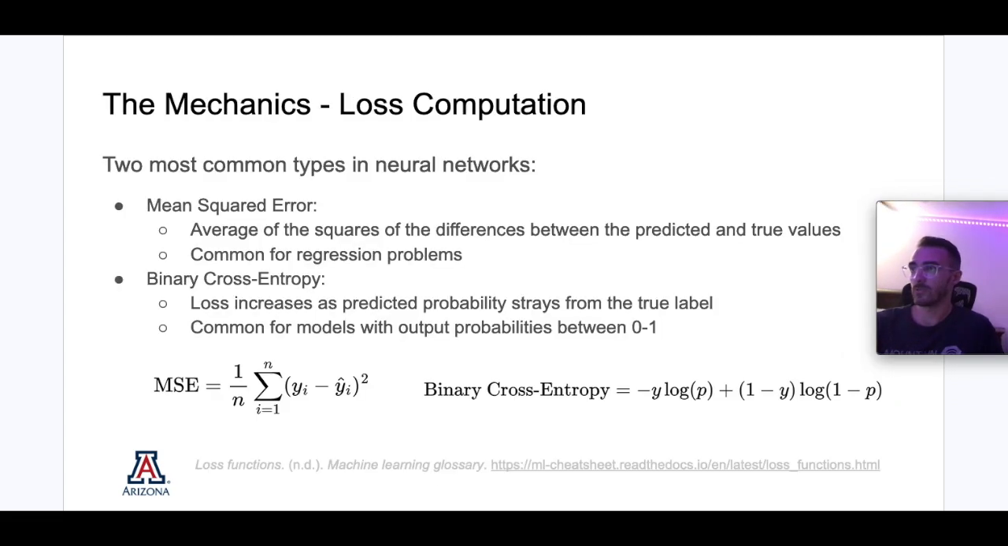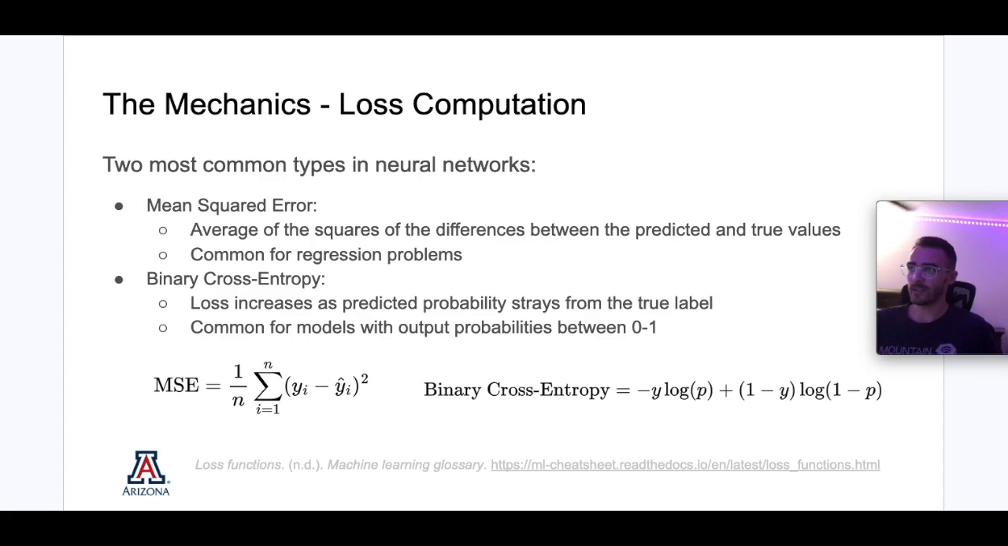Going into just a brief overview of the loss computation itself, there are many different methods involved in neural networks for this. Two of the most common types that we're going to run into are mean squared error and binary cross entropy. Mean squared error, I'm sure most people have come across at some point, is just the average of the squares of the differences between the predicted and true values. And this is very common for regression type problems that neural networks are trying to solve.